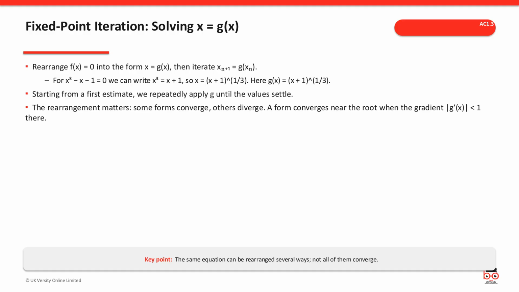The trick is to rearrange f of x equals 0 into the form x equals g of x, and then iterate with x sub n plus 1 equals g of x sub n. For x cubed minus x minus 1 equals 0, we can write x cubed equals x plus 1 and take the cube root, so g of x is the cube root of x plus 1. Here's the subtle part though: the same equation can be rearranged several ways, and some converge while others diverge.